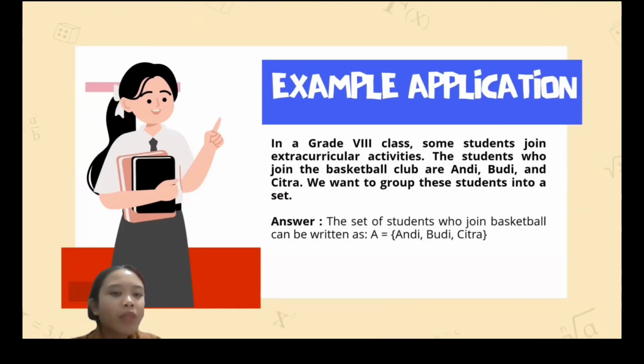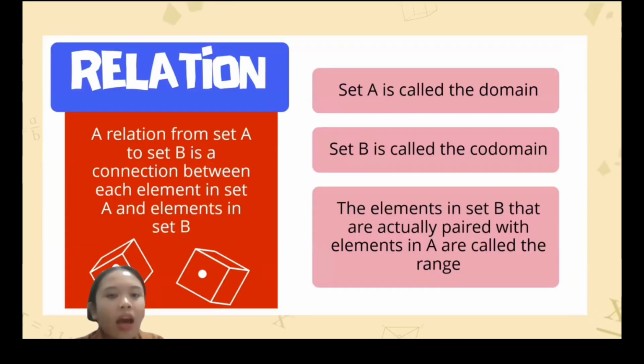Now is an example application. In a grade 8 class, some students join extracurricular activities. The students who join the basketball club are Andi, Budhi, and also Citra. We want to group these students into a set. So the answer is, the set of students who join basketball can be written as set A equals {Andi, Budhi, and Citra}.